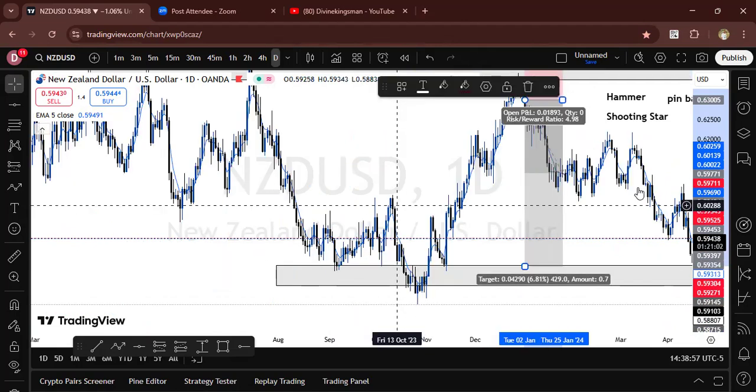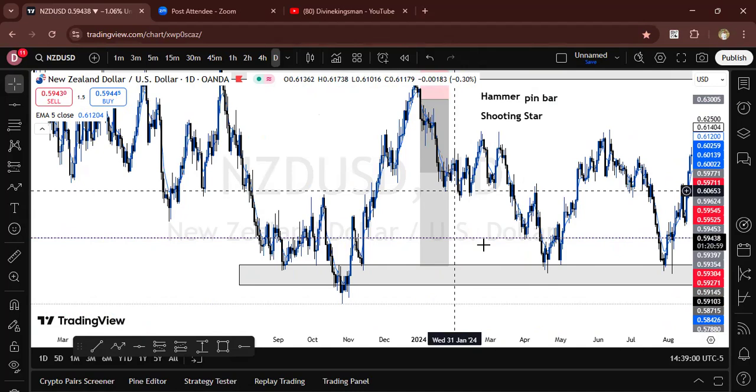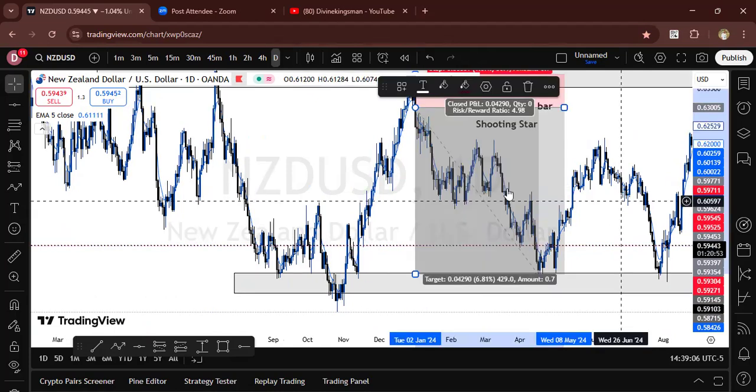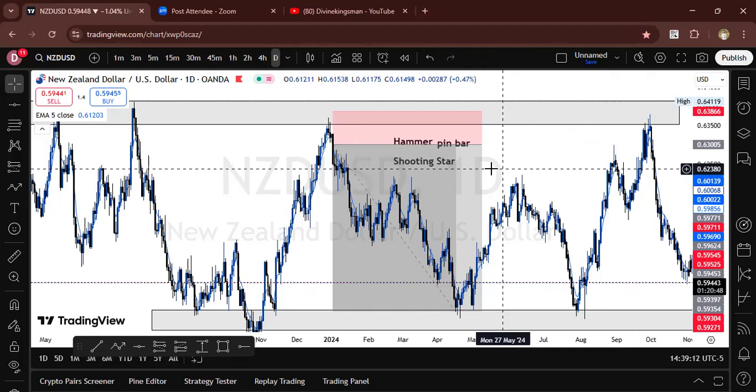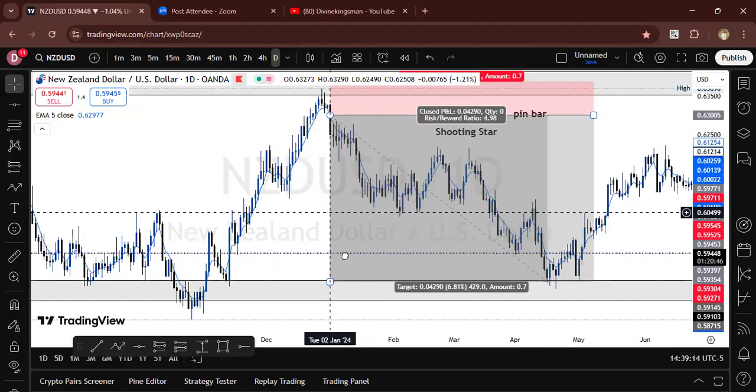So you can see price literally came back down here and smashed your take profit. You would have just made a whole lot of money here, right? A whole lot of money. So you can see this is how we trade support and resistance.